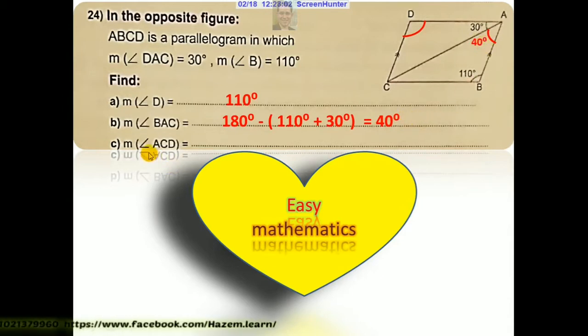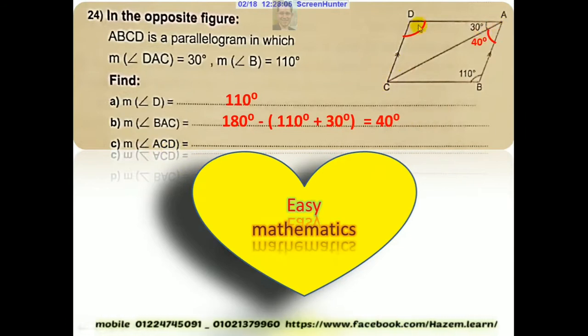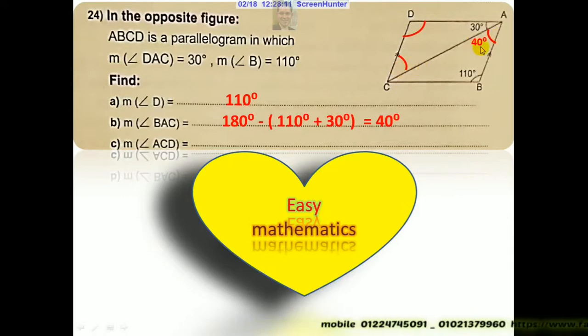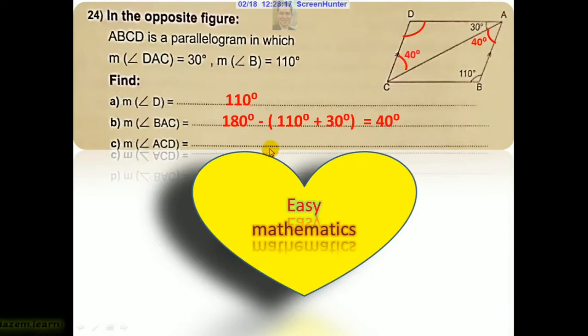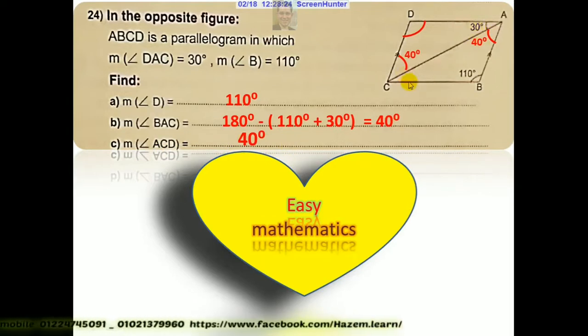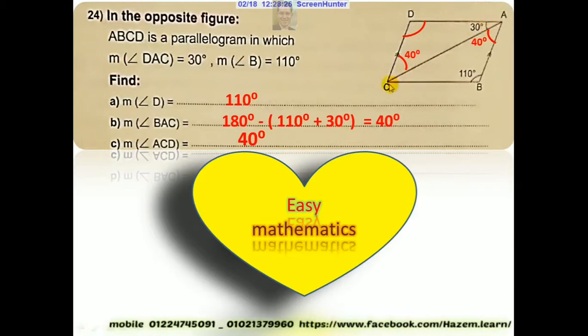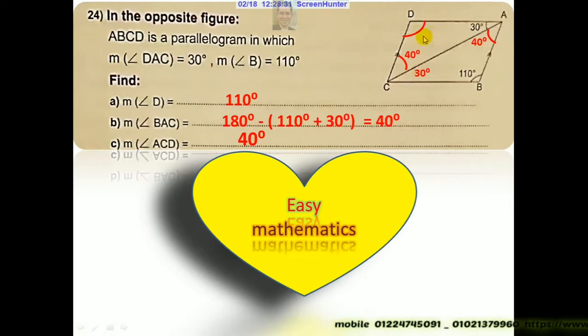Okay, how to find measure of angle ACD? ACD means this angle. We know if we have this angle 40, it means this also will be the same angle equal 40. So measure of angle ACD will also be equal 40. And if we have this angle equals 30, so this angle which is ACB also equals 30 degree. And I told you before, measure of angle D equals 110 degree.